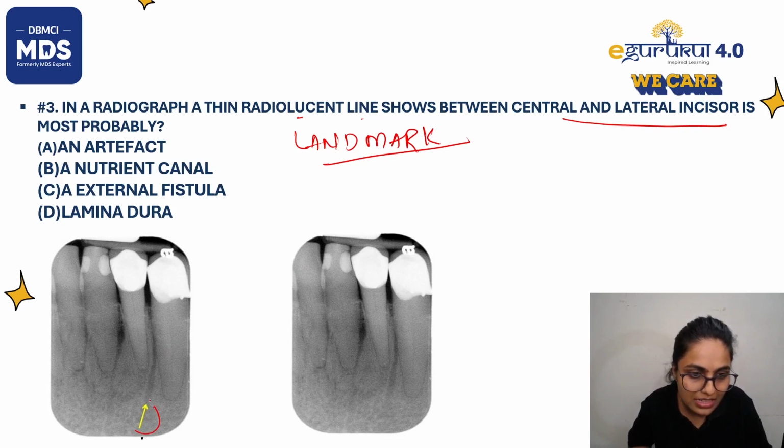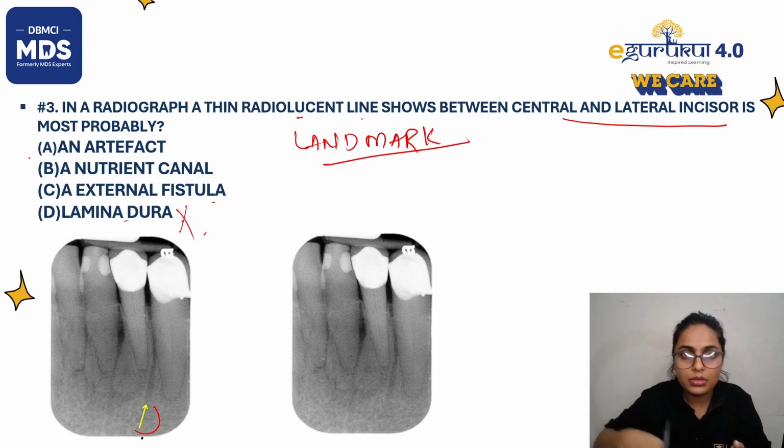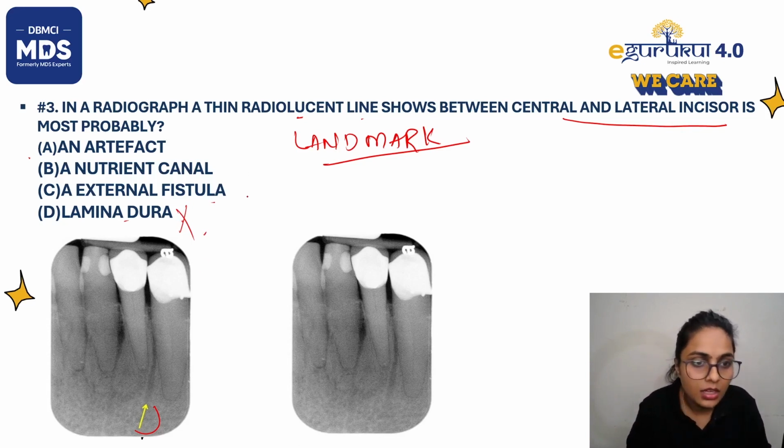Now, they have put an arrow. What is this landmark called as? They have given the options as an artifact, nutrient canal, external fistula, and lamina dura. We can go by elimination method here. Lamina dura is not the answer. Lamina dura is a radiopaque line surrounding your PDL space. External fistula, of course not, because there is no periapical infection, nothing like that.